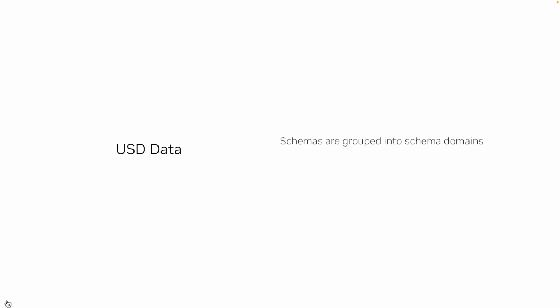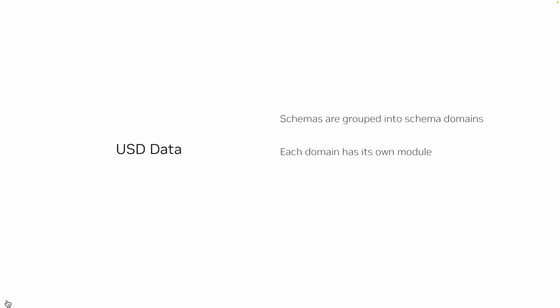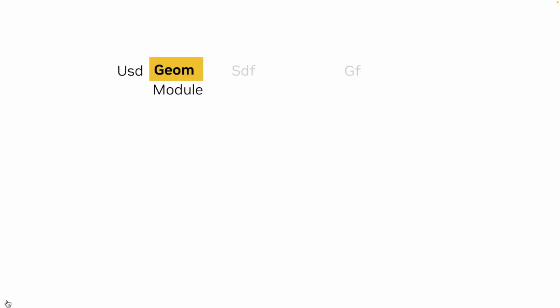Schemas are grouped into schema domains, and each domain has its own module. The schema modules you use will depend on the type of scene description you're working with. For example, USD Geom for geometry data, USD Shade for materials and shaders, and USD Lux for lighting. The schema modules are covered more in depth in relevant videos for each domain.